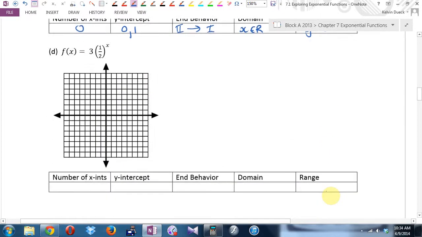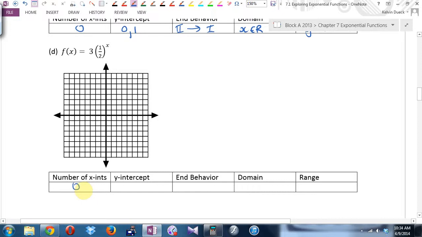Hey, let's see if we can fill in the chart before the graph for D. First of all, what's my base? Is it bigger than 1 or is it a fraction? So it's going to look kind of like, don't draw that yet. It's going to look kind of like that, but I can be a little more specific. How many x-intercepts will there be? None. Look at the equation.